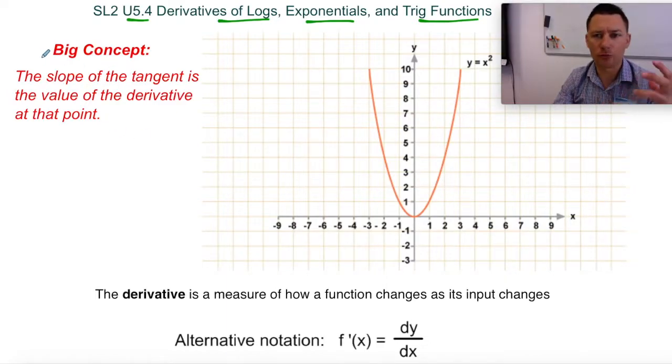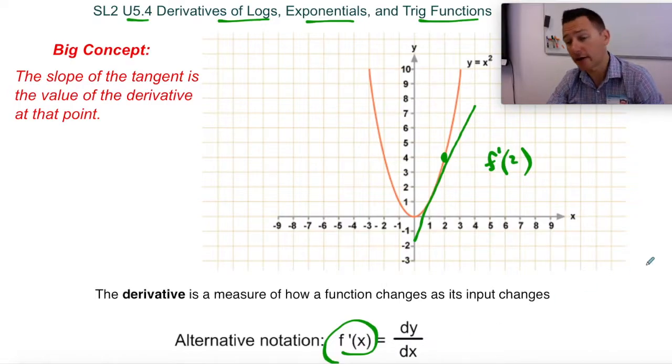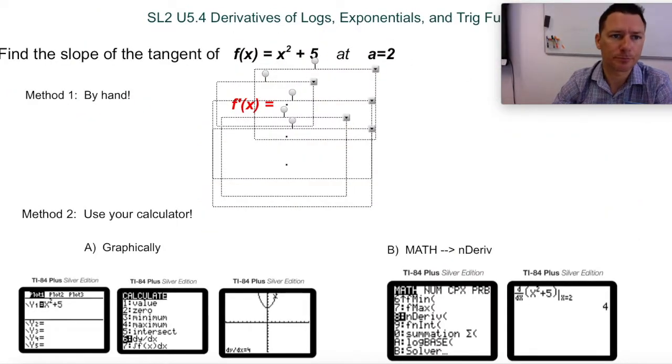All I want you to hold tight to is that the slope of the tangent is the value of the derivative at that point. So if you're talking about this point, f prime of 2, the derivative at 2 is the slope of the tangent line there. Cool. One way we talk about derivatives is f prime of x, or we can also use dy dx, depending on which one you prefer. So let's try this out.